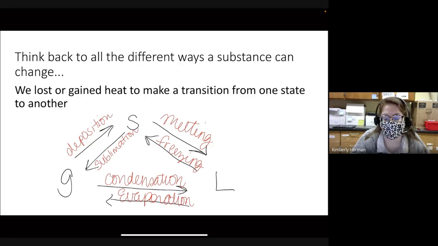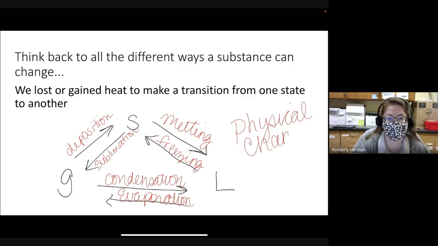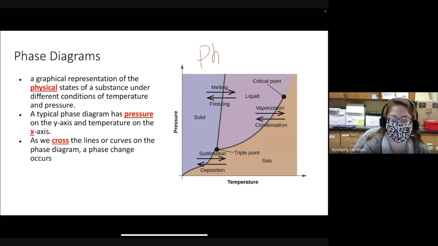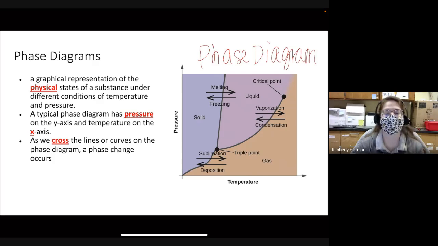Now, these are all phase changes, and remember, they're all physical changes, meaning that we're not going to be changing the identity if we undergo any of these changes. What we start with is what we end with. So if we're talking about a phase diagram, and we can see our phase diagram right here, we'll see it's just a graphical representation of the physical states of any substance. So each substance has its own unique phase diagram. Now they're all set up the same way, but we'll notice that some of the lines shift depending on what their state of matter is at room temperature, and then how it changes with pressure and temperature.